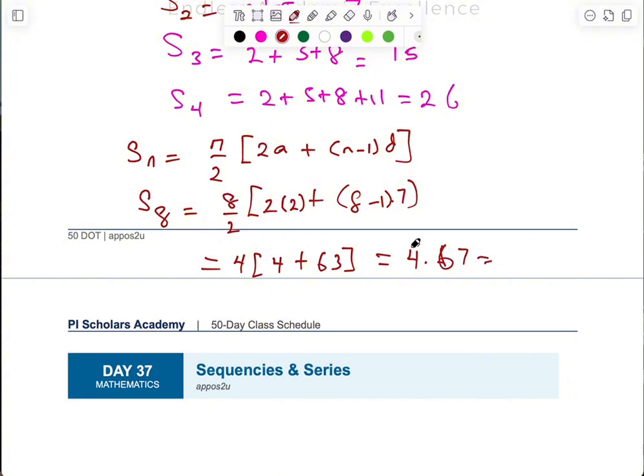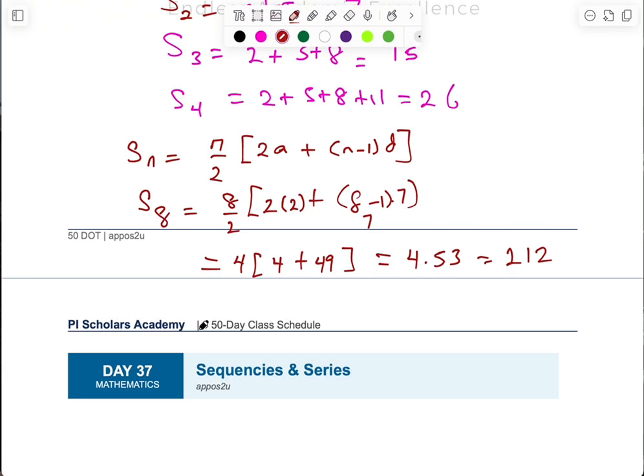Let me quickly press that on my calculator. Oh, 8 minus 1 is 7, and 7 times 3, sorry about that, is 21. 2 times 2 is 4, so 4 plus 21 is 25... let me correct that: the working gives 4 times 53, and that is 212. So the sum of 8 terms in this arithmetic progression is going to be 212.